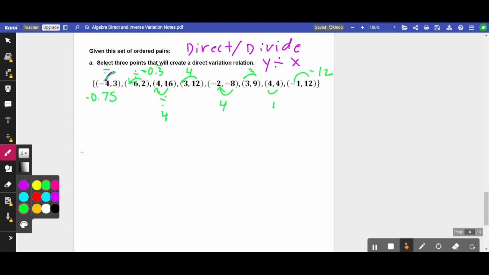So you got 4 for these 3, so it'd be these 3 then. So it'd be 4, 16, and then this one, and then this one. So if it was asking you which of these would create an inverse relation, you could just go through and inverse multiply. So you multiply the x and the y together each time and see if you get the same thing.